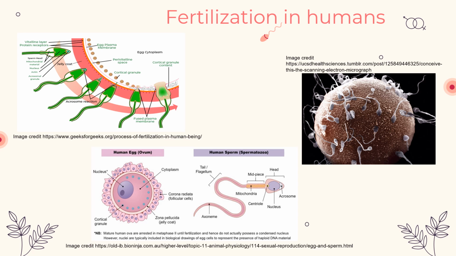I mentioned a few times in that previous slide, should fertilization occur. Here we're going to look at what exactly does occur in fertilization. First, though, we need to talk about the anatomy of an egg and of a sperm.